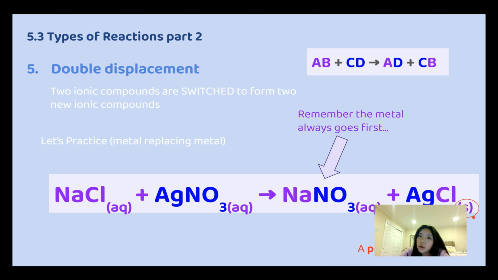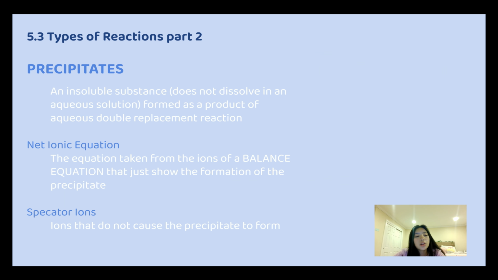So we're going to be going over what a precipitate is and how to figure out what it is. Precipitates are the insoluble substance that does not dissolve in an aqueous solution. The precipitate is formed as a product of an aqueous double displacement reaction, and it's always going to be your solid. A net ionic equation is basically just your ionic equation that shows what the precipitate is. So it's just going to take the molecules that form the precipitate. Your spectator ions are the ions that do not cause a precipitate to form.